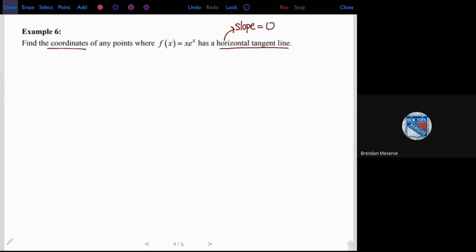Slope of the tangent line is the derivative. That's what the derivative is. It's the slope of the tangent line. So this question's got a lot of words in it, but it's really just asking me where is the derivative equal to 0. Horizontal tangent means that the derivative is 0, because the slope of the tangent line is the derivative, and if it's horizontal, it's got to be 0.